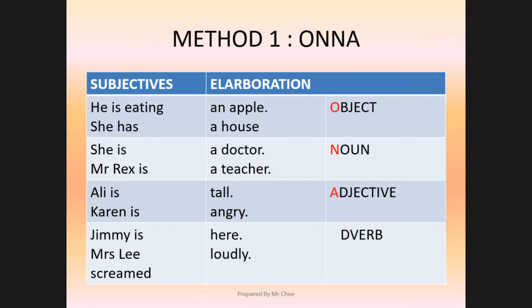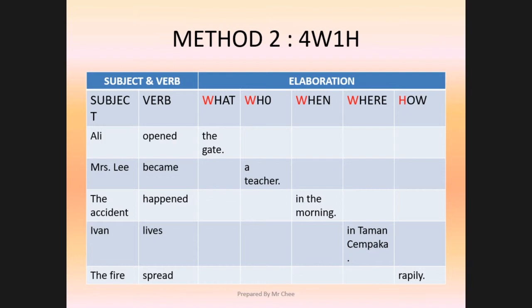Let's go to method 2, 4W1H. What is that? 4W is what, who, when, where. 1H is how. I repeat, 4W1H: what, who, when, where, and how. Let's go through it one by one.